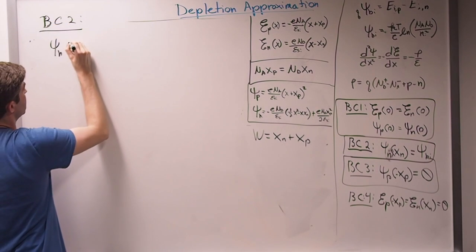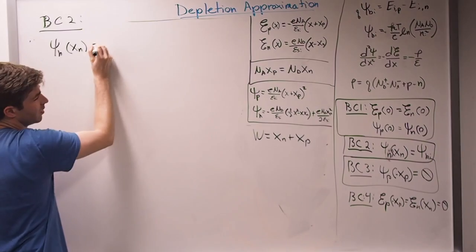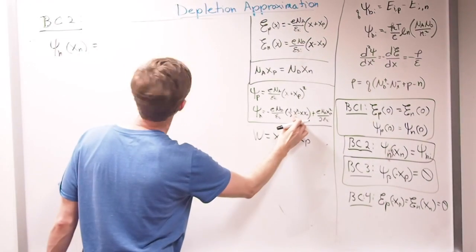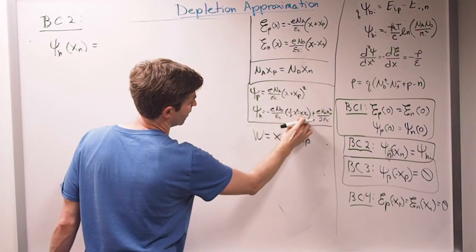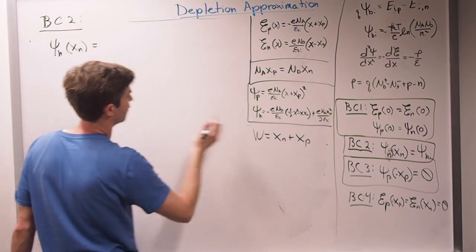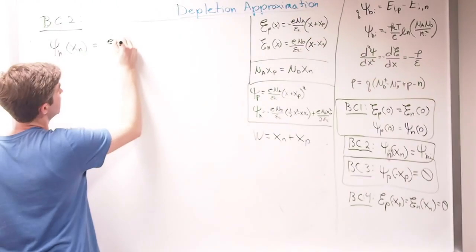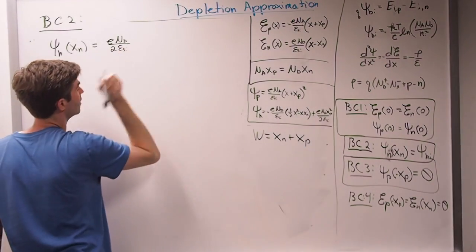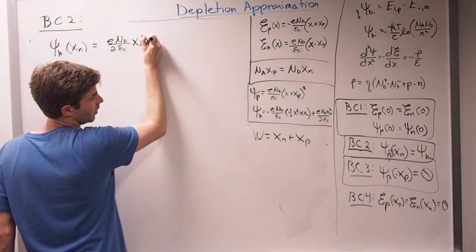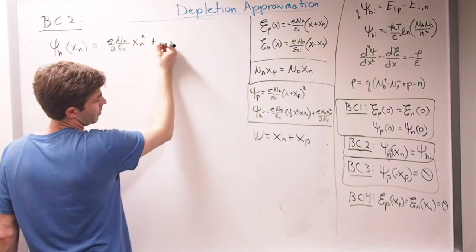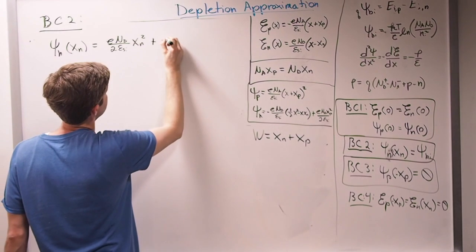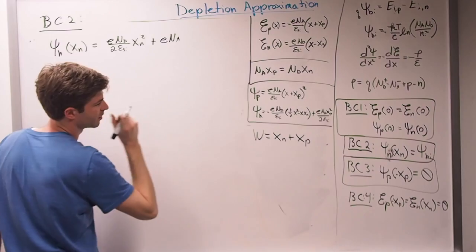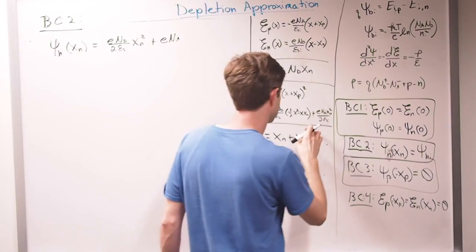So psi n of x sub n is equal to, well, let me just plug this in. The x sub n squared minus x sub n squared, again, is positive, so it would be END over 2ESI x sub n squared plus ENA. I'm sorry, that would be, what's going on here?